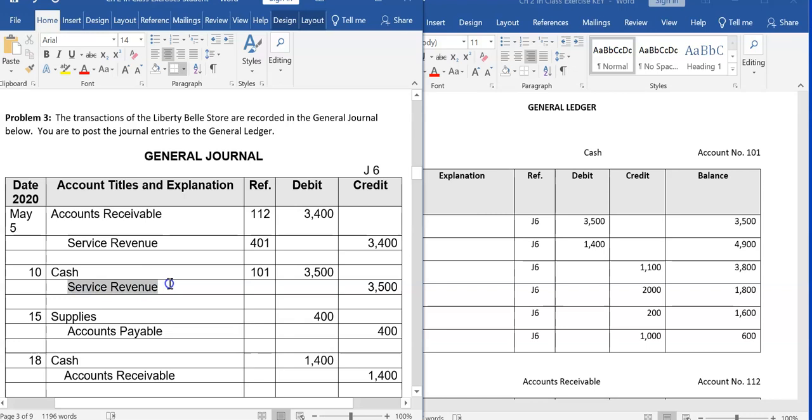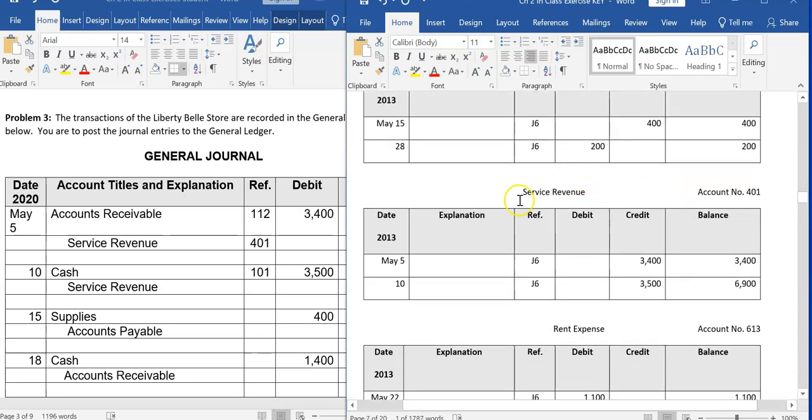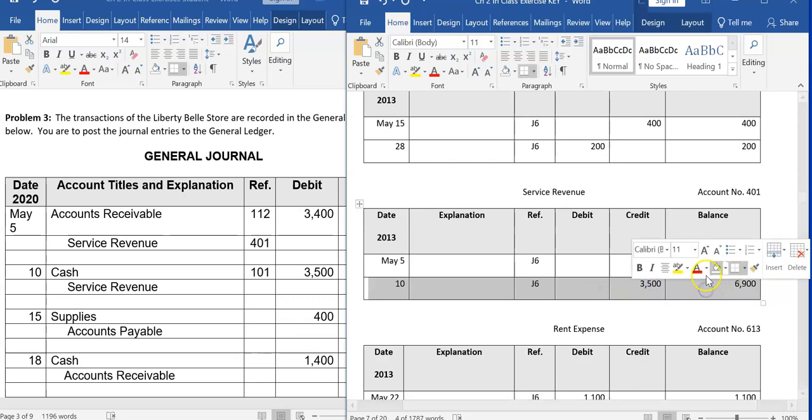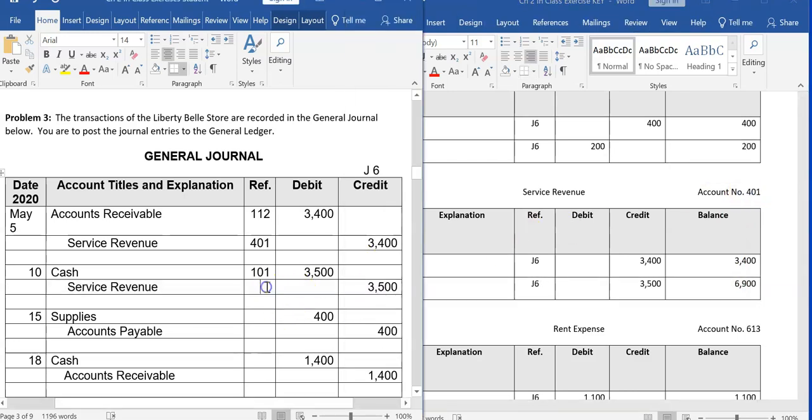The next line item tells me to credit the service revenue account for $3,500. I go to my general ledger and I find my service revenue account. From May 10th, General Journal, page 6, I am crediting it $3,500, causing that balance to go from $3,400 up to $6,900. Credits increase the service revenue account. I will take my post reference back to my General Journal, showing that I have now posted that credit. Go to the next line item.